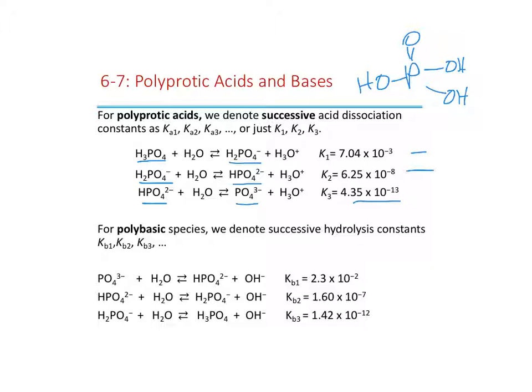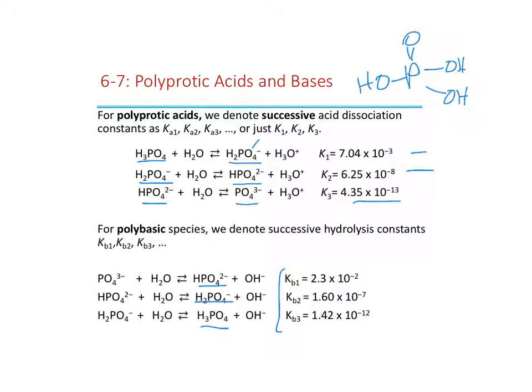Phosphate ion reacts with protons to form HPO4 minus. That's the same one we had up here. HPO4 minus reacts with protons to form H2PO4 minus. That's the same one we had over here. And H2PO4 minus reacts with protons to form H3PO4. And so we can relate K1, K2, and K3 to Kb1, Kb2, and Kb3.